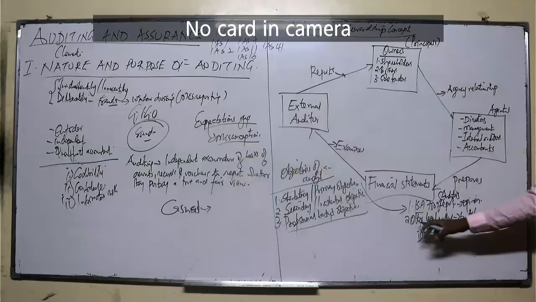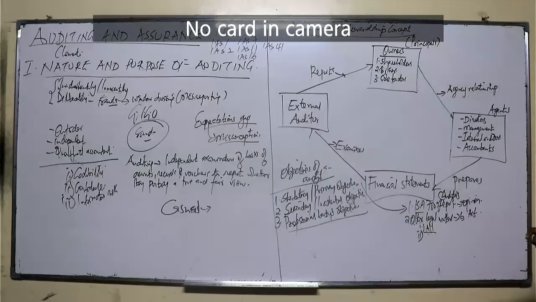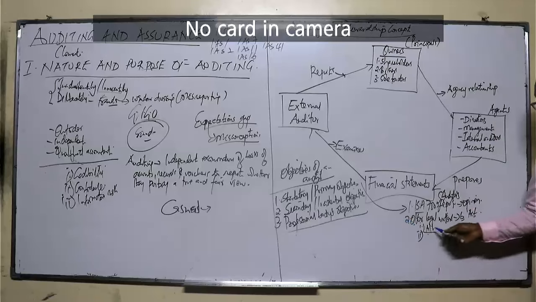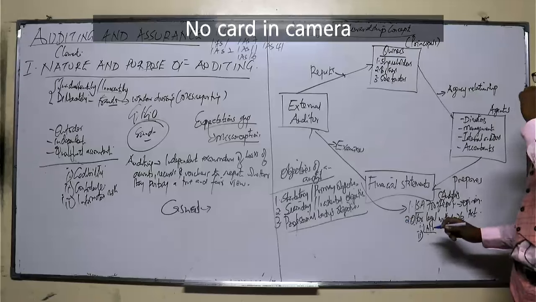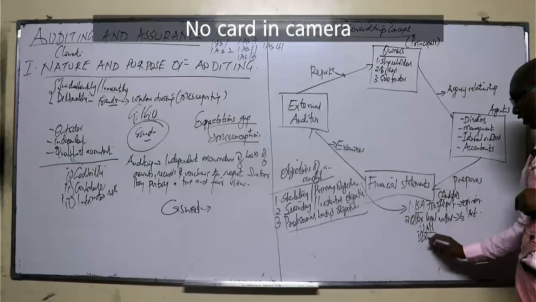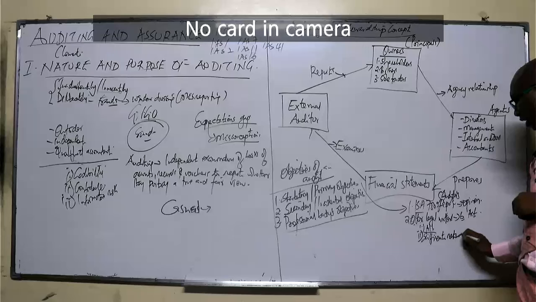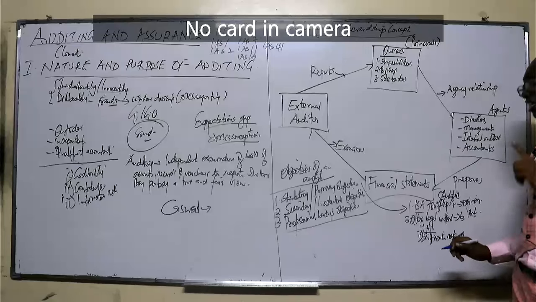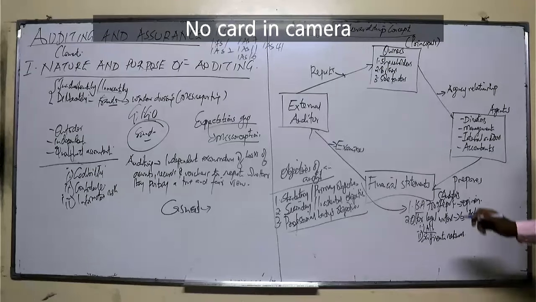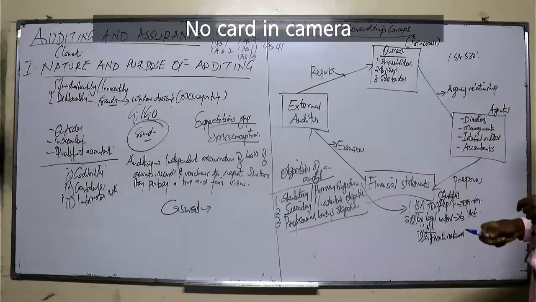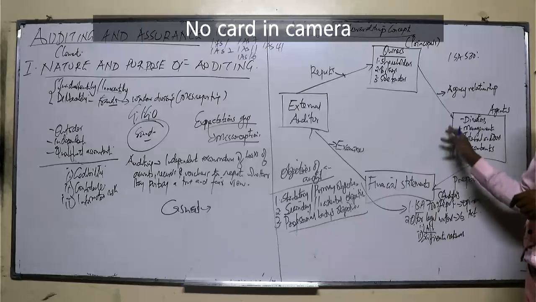Then number two, we are capturing other legal matters, which includes that we indicate whether we received all the information and the explanations deemed necessary for the purpose of the audit. We also report whether we received sufficient returns from the branches that we never visited. As auditors, we are allowed to sample. Sampling, we are guided by ISA number 530, audit sampling.